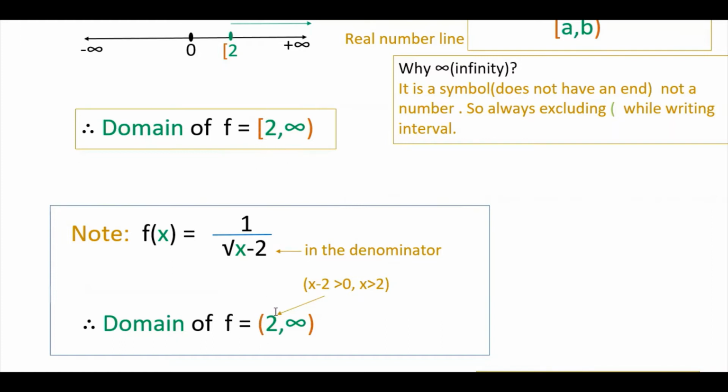Before it was a closed bracket, and now you have to use an open bracket. So see the difference here. If it is in the denominator, you just have to exclude the 2 value. That is the difference from the previous case to this case.